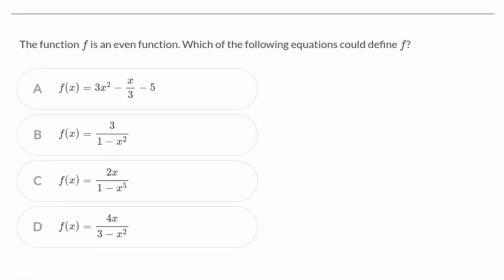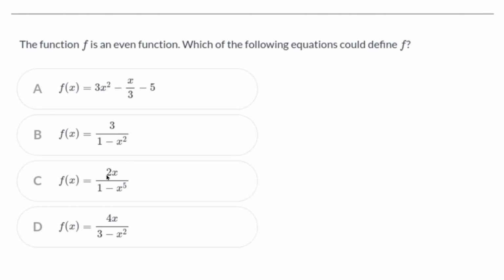The function f is even. Which of the following equations could define f? I'm not going to do the whole let's plug stuff in and get the same thing. Basically, it's got to be a... oh, I do have to. Oh, because of that. Oh, that's so annoying.